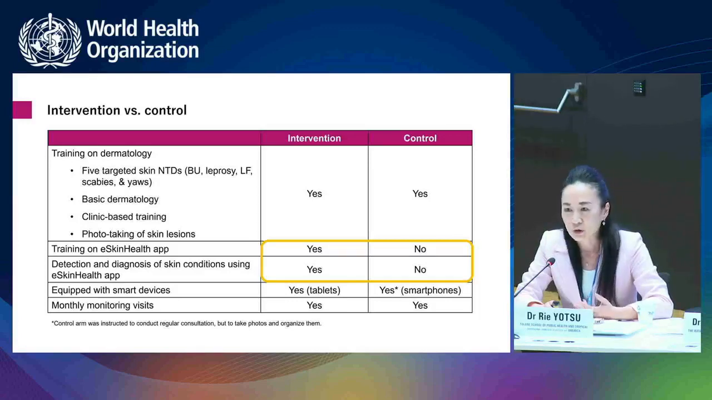Initially, the idea was we are not going to give the device to the control arm, but since we provided the training to both arms together, and the control arm was seeing the intervention arm getting all these fancy tablets, they got jealous. So in the end, we did also provide them with a smartphone and train them on how to take the photos, and after taking the photos, how to organize them so that we can also evaluate. And monthly monitoring visits were made.